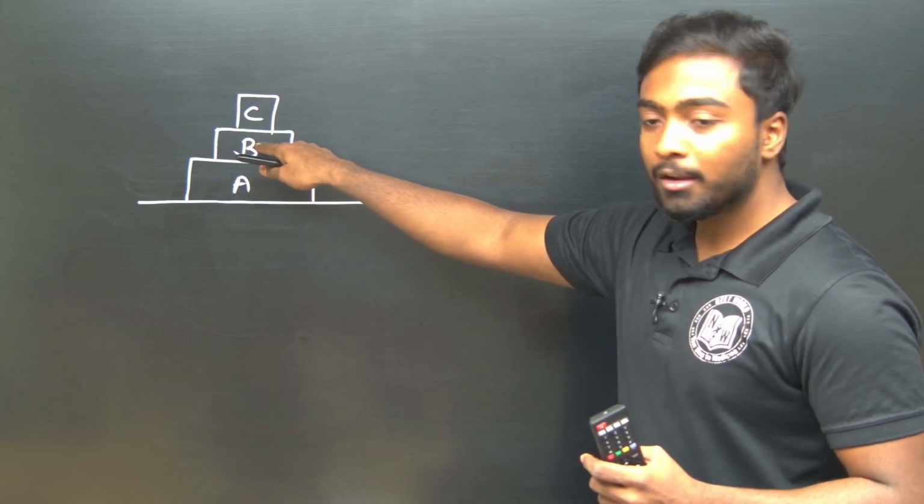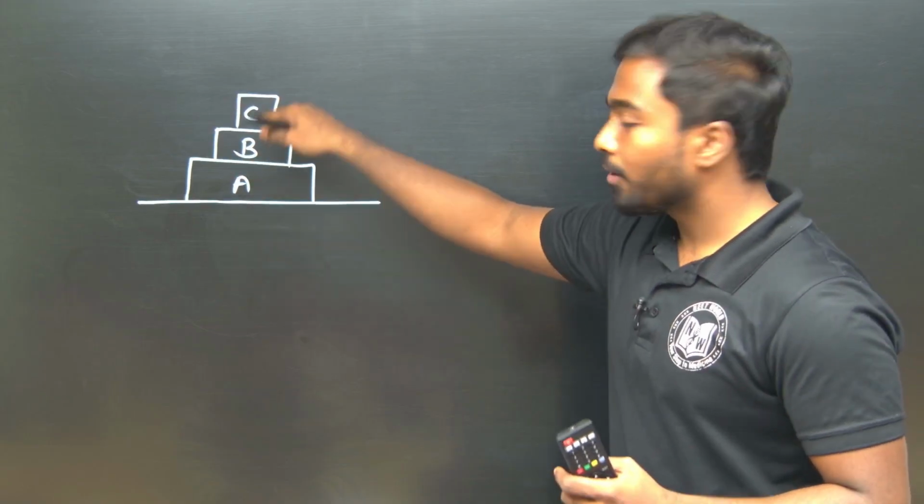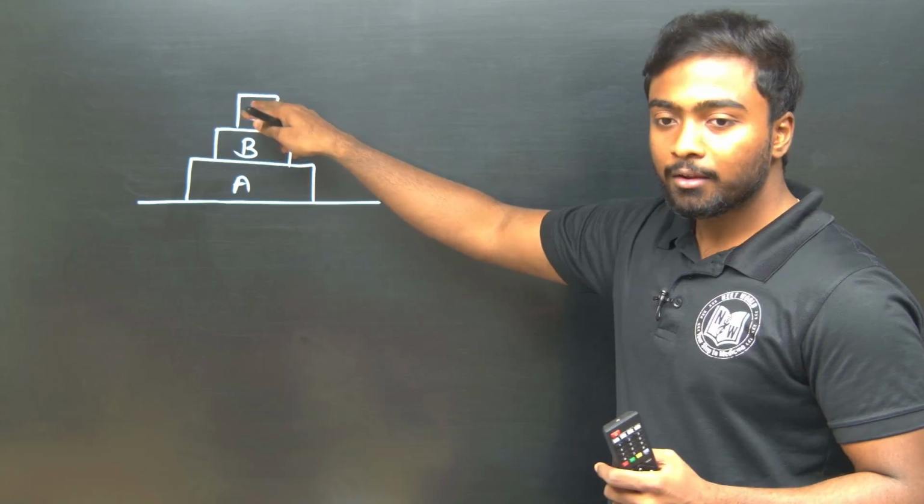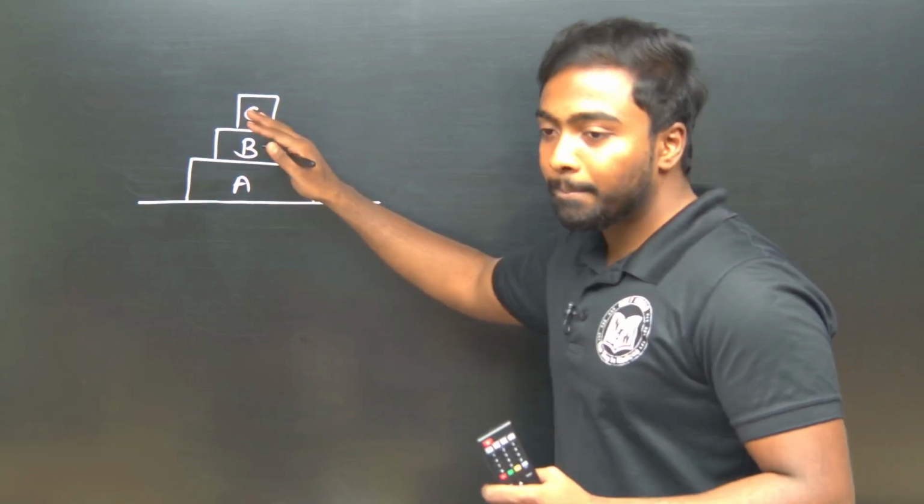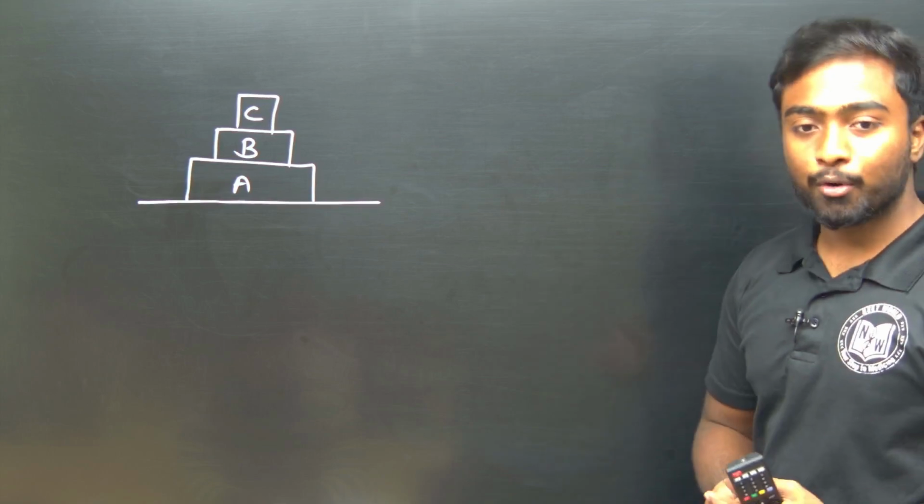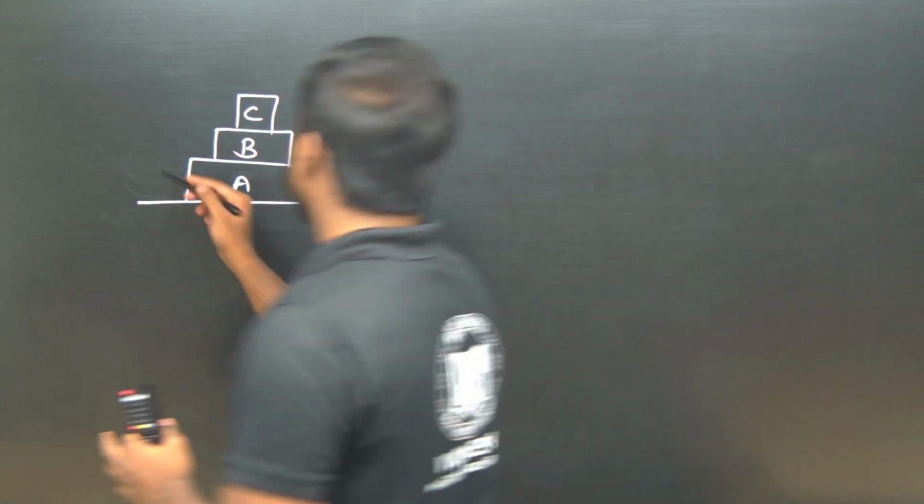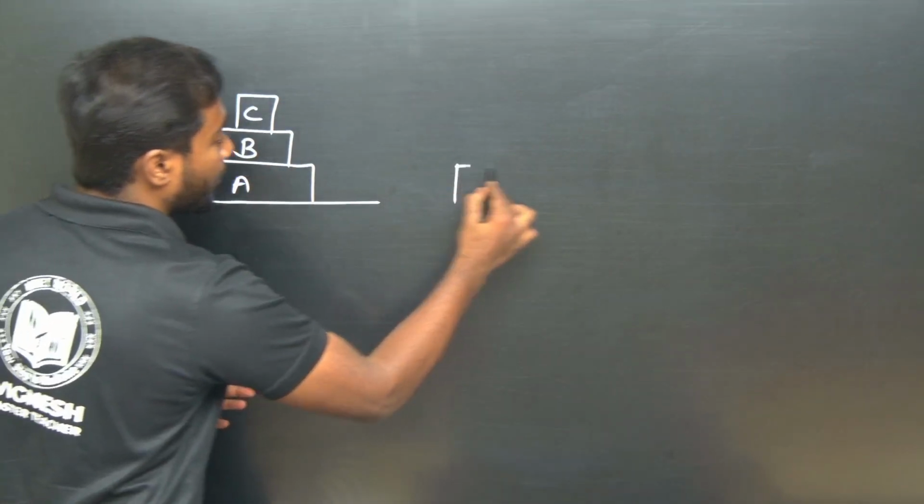When I talk about B, 2 contacts. One is A, one is C. When I talk about C, only 1 contact, that is only B. Now I need to draw the free body diagram. So let me take block A.